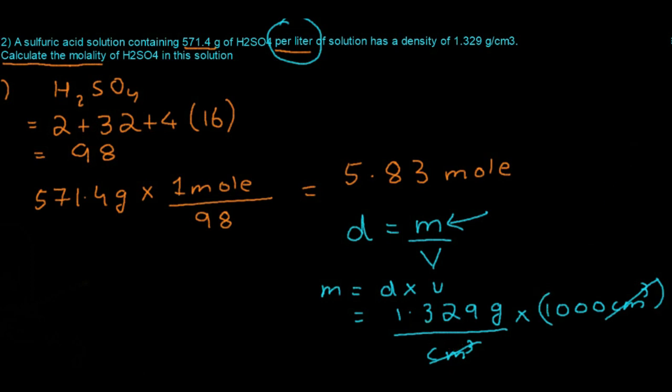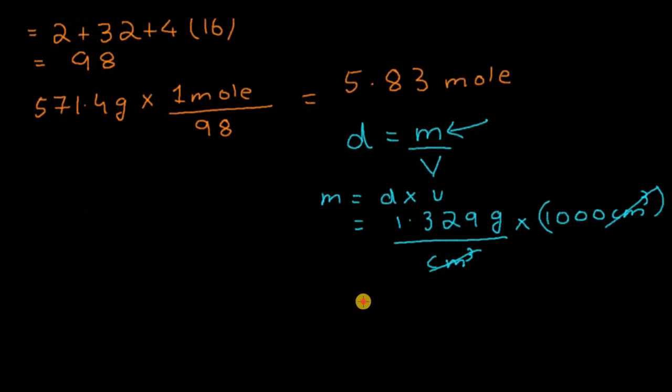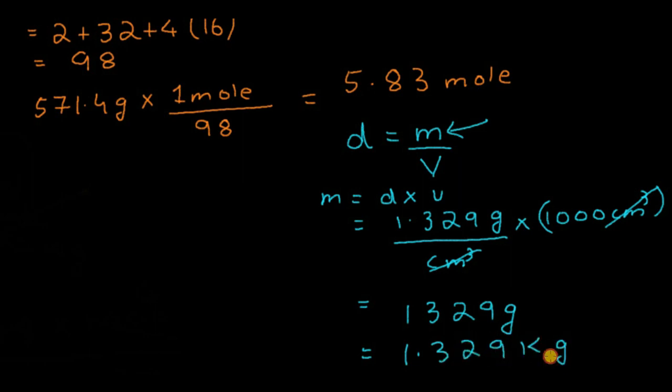Mass of the solution is equal to 1.329 grams into 1000, which is equal to 1329 grams. We do not need it in grams, we need it in kilograms. So you multiply by 10 raised to minus 3. So that is equal to 1.329 kilograms. Now remember, this mass is the mass of the solution.